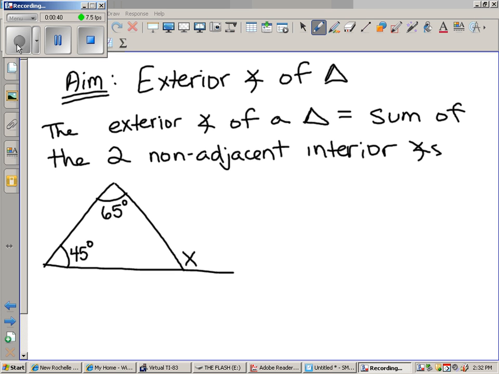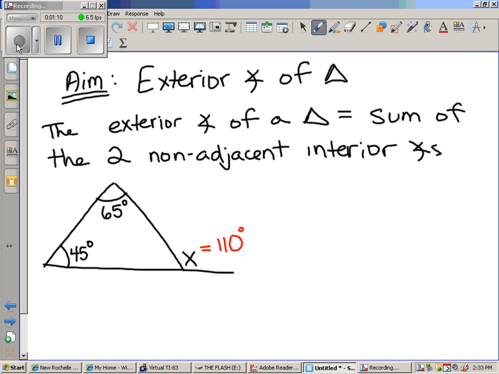So basically what I'm trying to say here is that the exterior angle of a triangle, the one outside, the one I labeled x, always equals the sum of the two non-next-to angles. Do you know how much x is? How much is it? It's 110. I can prove to you that this will always be the case. Does anybody want me to do that, or do you kind of get it?